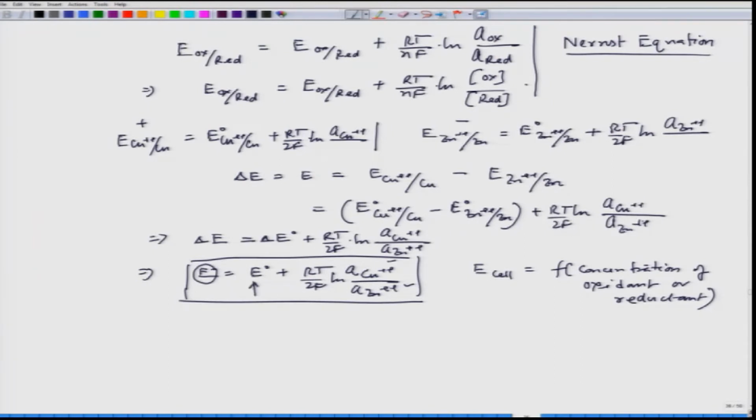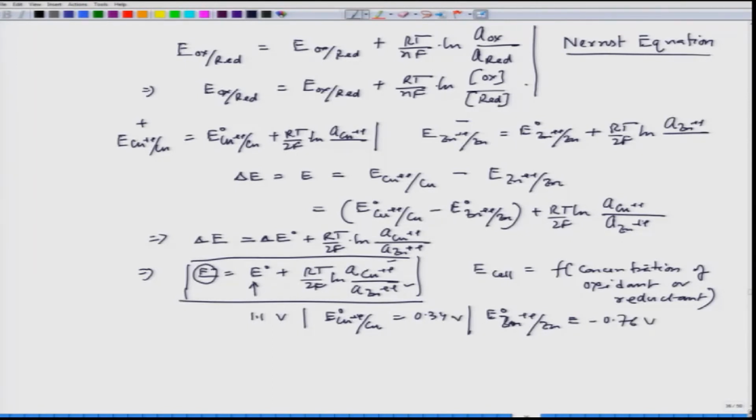Since this is a fixed quantity at 25 degrees Celsius and 1 atmosphere pressure, in the case of this copper-zinc system we have 1.1 volt, and the half-cell potentials are E0 Cu2+/Cu equal to 0.34 volt and E0 Zn2+/Zn equal to minus 0.76 volt.